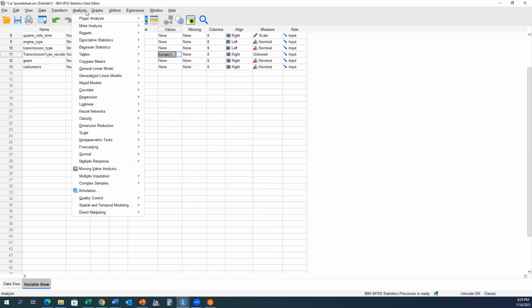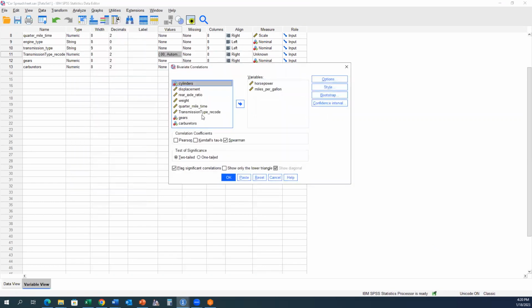And then we'll go to analyze, correlate, and bivariate. This one's real easy. You just check mark Pearson correlation. The math is done the same for a point by serial correlation, so there isn't a specific option for that in here. You just check mark Pearson correlation.